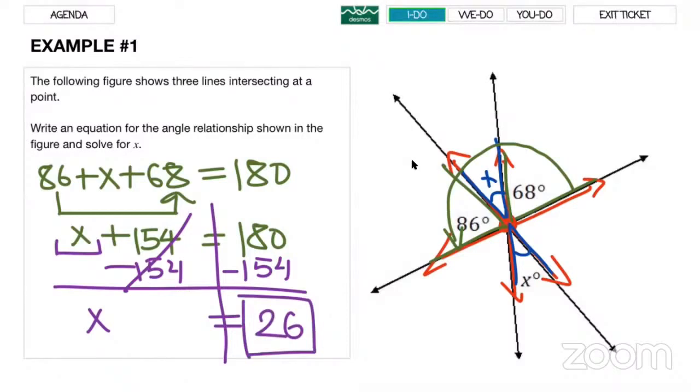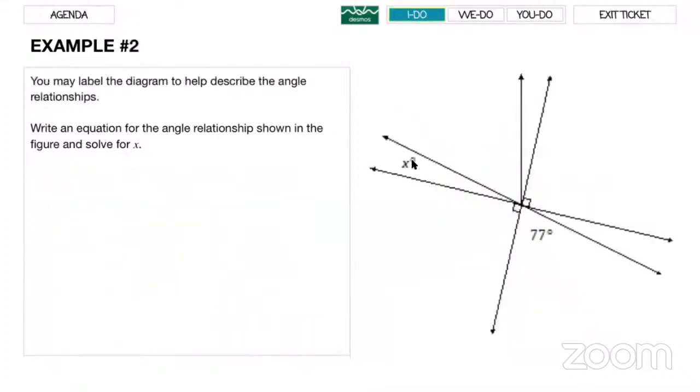This is example number 1, and let me show you another example. In this example, if you take a closer look, where is the missing angle?